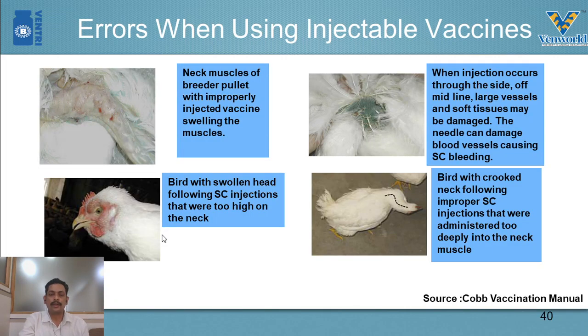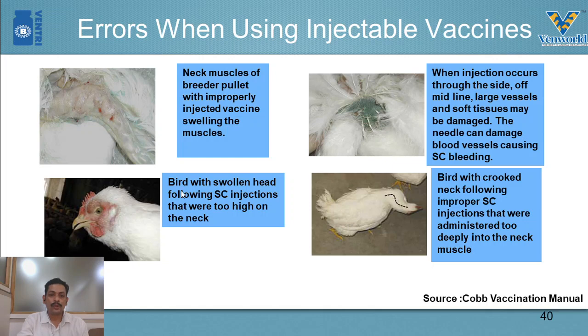We found that during this handling there are a lot of errors and mistakes, and due to that we found some adverse reactions in the birds. So avoid such types of errors during injectable vaccination. See here, you can see swelling of the muscles due to improper handling. The neck muscles are damaged here, and we found swelling here.